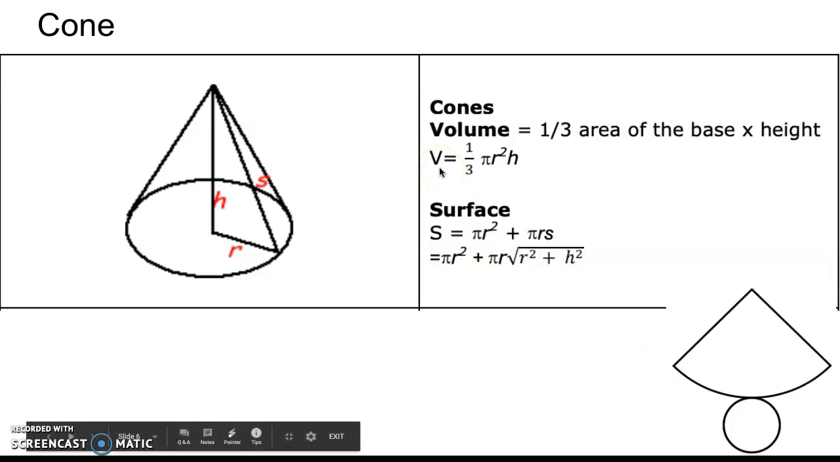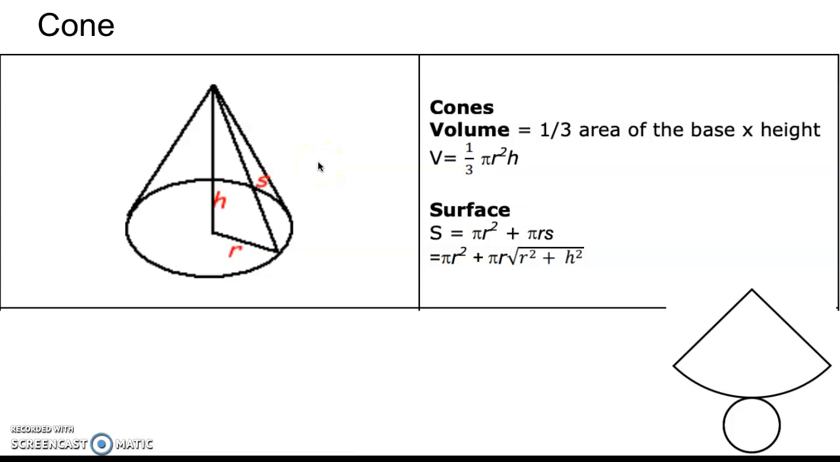For a cone, the volume of a cone is a third of the base times the height. The reason that we say 1/3 is usually when we figure out the area of a triangle, it's going to be the base times the height divided by either 3 or 2. In this case, it's 3. And when you look at a cone from the side, it looks kind of like a triangle.